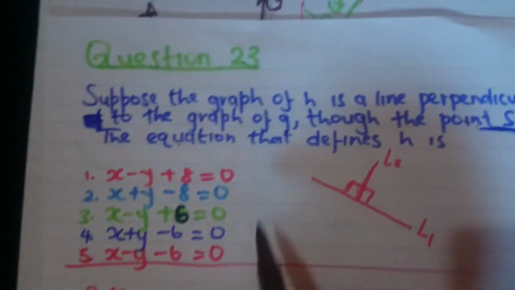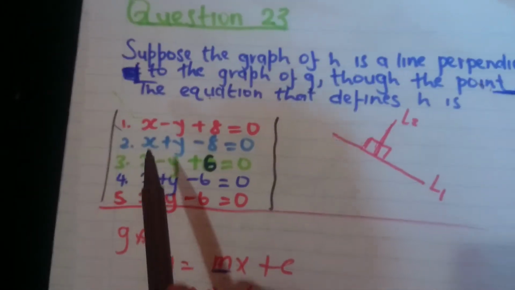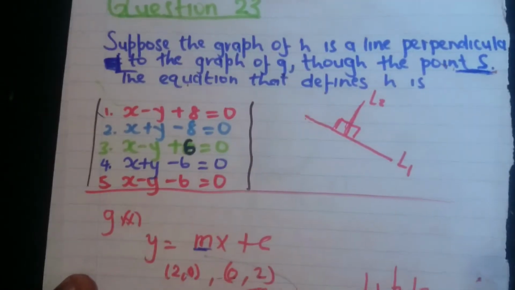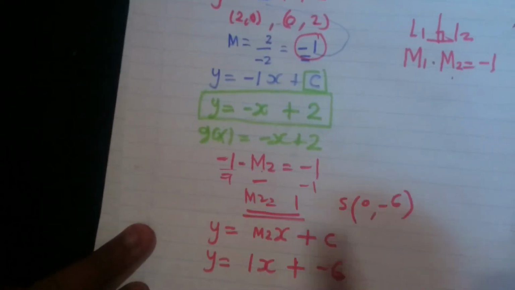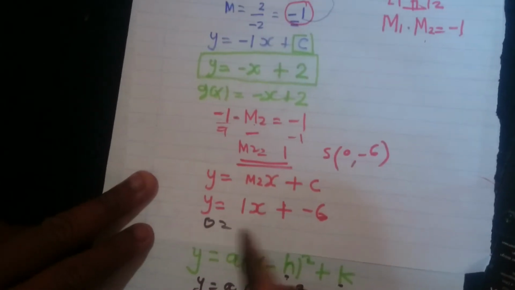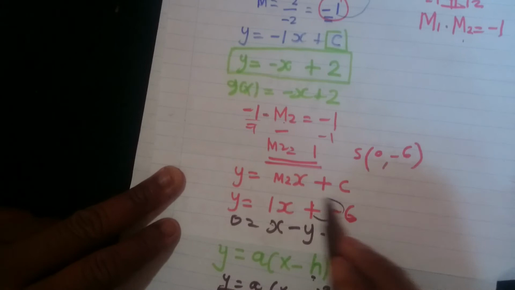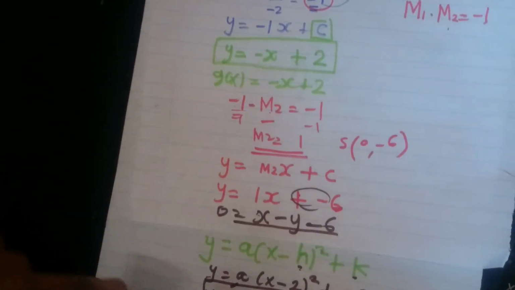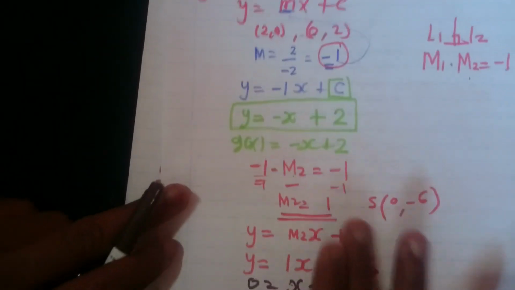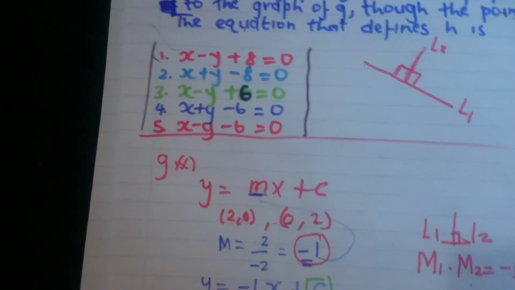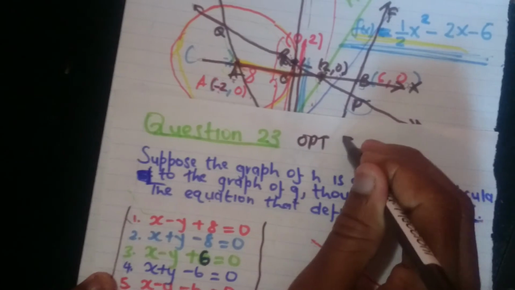But if you come to the options here, we don't have any of these options. They have the form x minus y, all of them x and y and a number. So I'm going to take everything to the right. So it's going to be 0 equal to x, when y goes over it's going to be minus, and this is going to be minus 6. Then you go to the options, and this is going to be the last option, option 5. So question 23 is option 5.